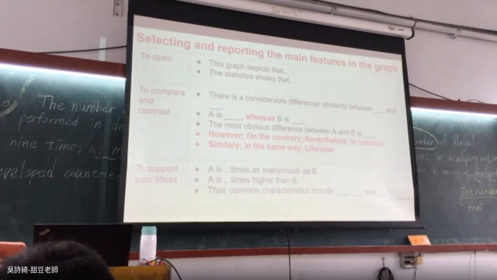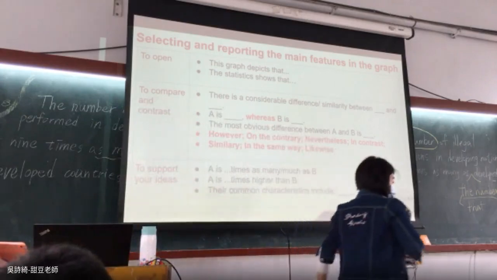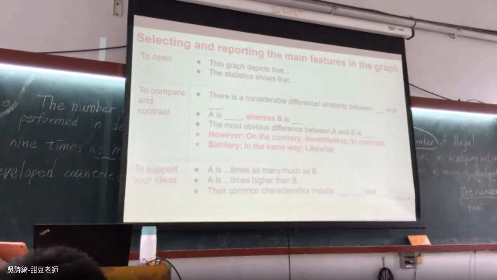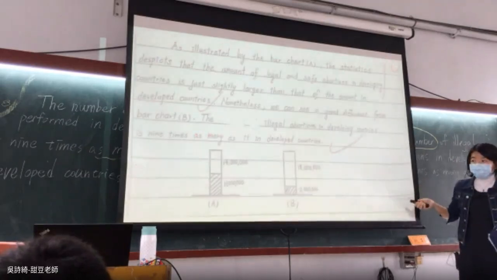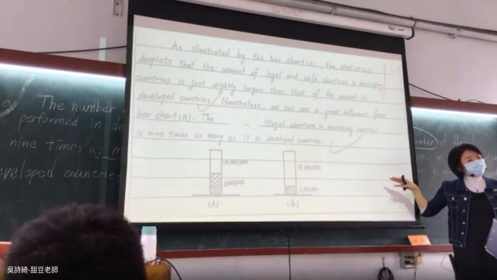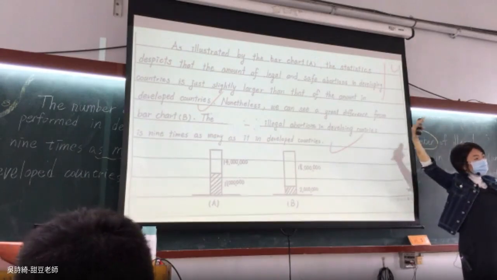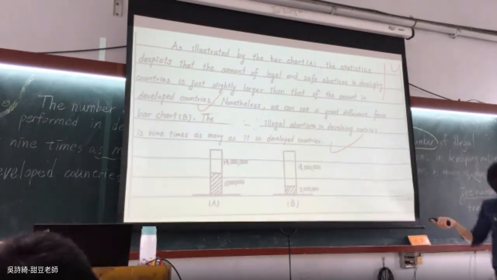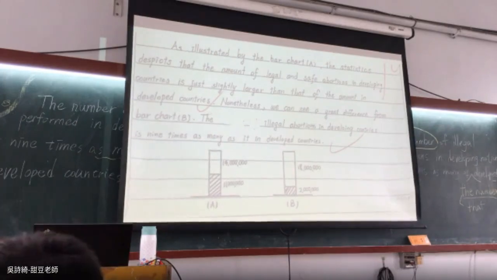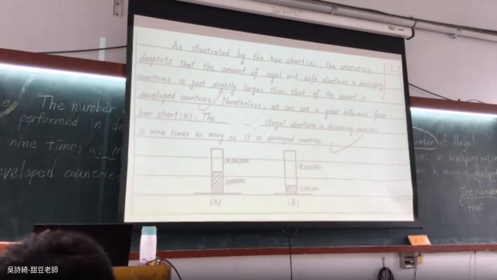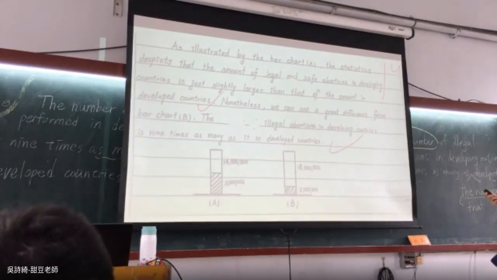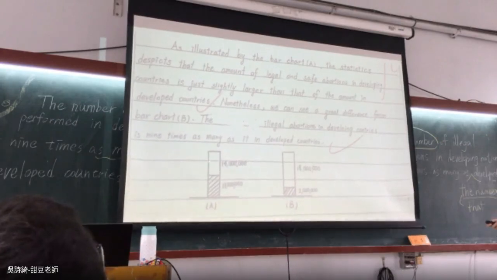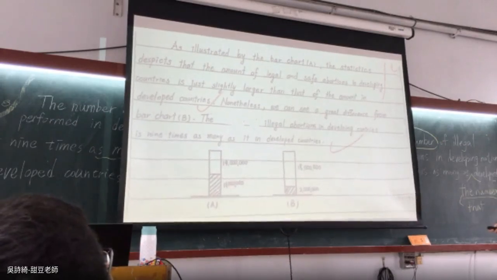Okay, I'm going to stop here for a while, ladies and gentlemen. A lot of people have been doing good, and you know the skill of combining from big to detail. For example, this student is also talking from the bigger picture to detail. Let's take a look at what he wrote. He wrote, as illustrated by the bar chart A, the statistics depict that the amount of legal and safe abortions in developing countries is just slightly higher than that of the amount in developed countries.